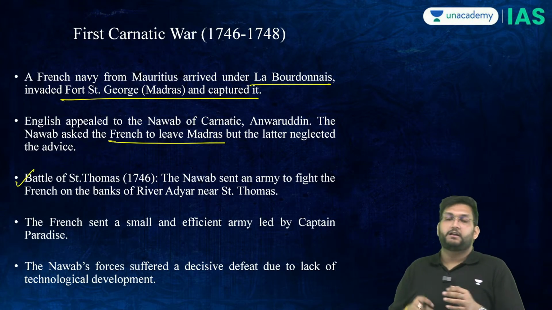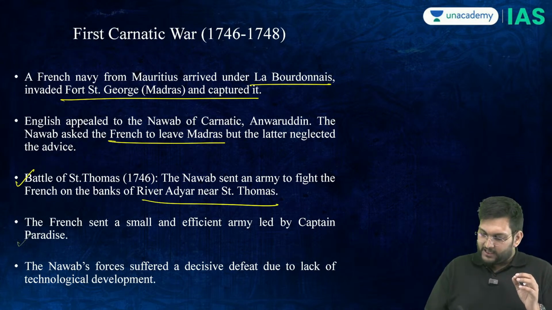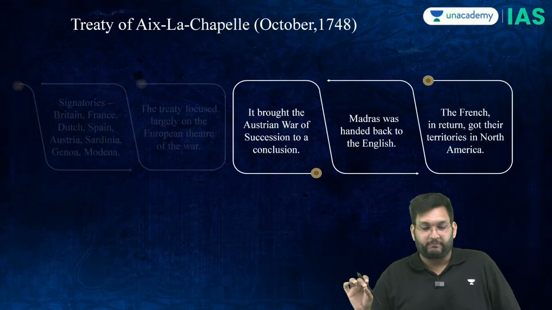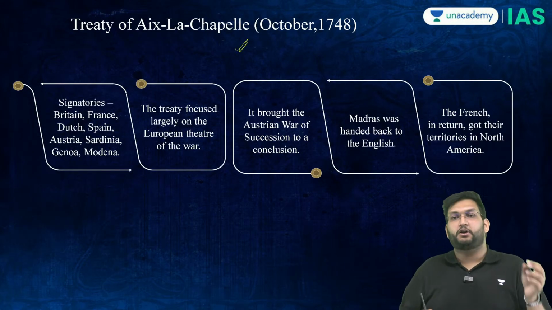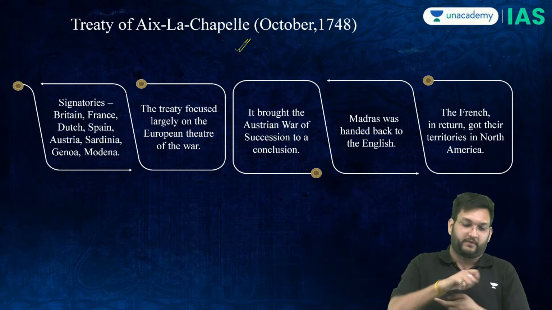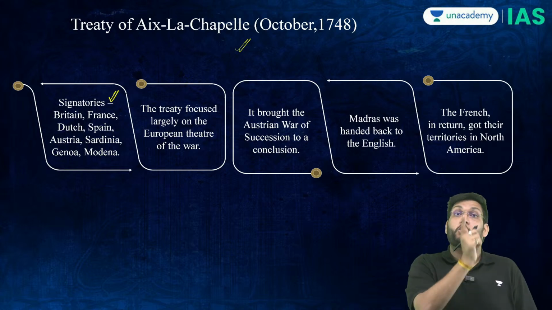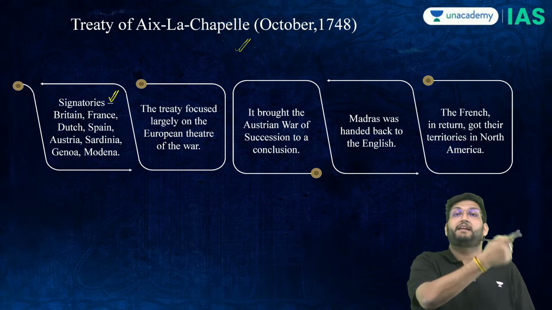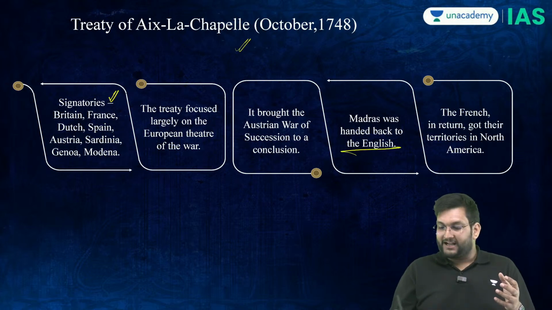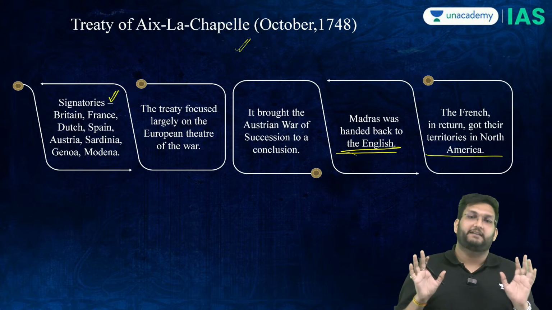Battle of St. Thomas, the Nawab is going to lose to the French, and the French are then going to say that we will not give up Madras. However, it is the Treaty of Aix-la-Chapelle which is going to basically reverse the whole concept. The signatories were Britain and France, but the British were the victors in Europe. Because Europe is the main theater, they will be able to assert their will. Madras will be handed back to the English, and the French will get certain North American territories.